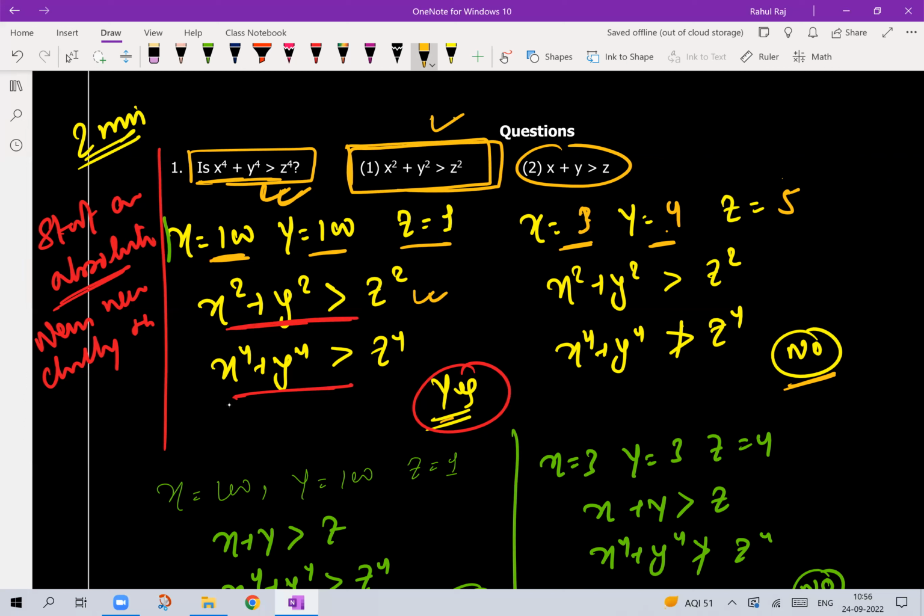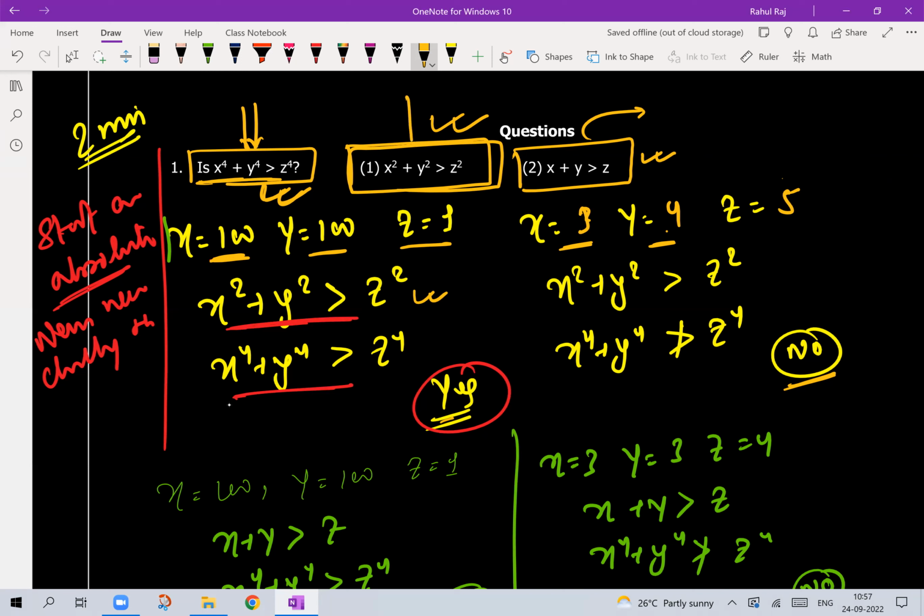Now, just by knowing that x square plus y square is greater than z square, will you be in a position to tell that x to the power 4 plus y to the power 4 is greater than z to the power 4 or not? Again, they are giving you statement number 2, that x plus y is greater than z. Just by knowing that x plus y is greater than z, will you be in a position to say that x to the power 4 plus y to the power 4 is greater than z to the power 4 or not?